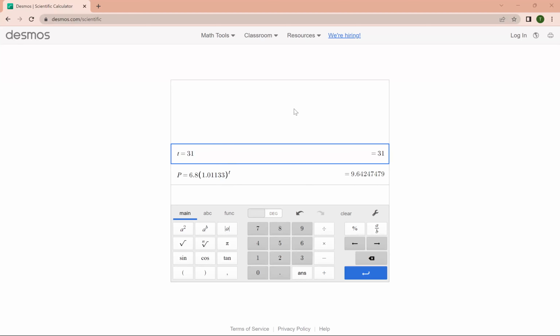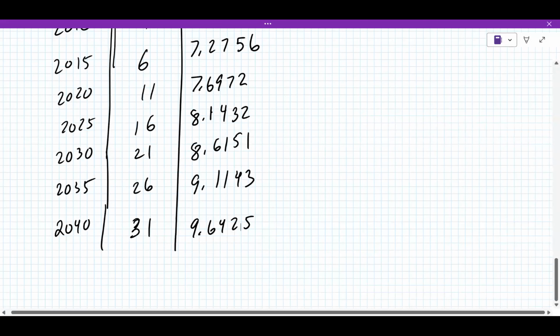All right, so I got all those written down on the screen. Let me go back to that. All right, so that takes care of making a table.